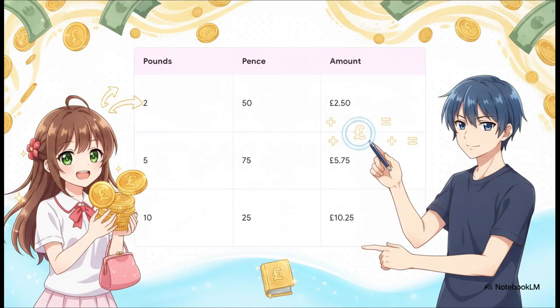Which brings us to a crucial, golden rule whenever you are writing down money. Look at this pattern. 2 pounds and 50 pence is written as 2.50. 10 pounds and 25 pence is 10.25. See what's happening? There are always exactly 2 digits after the decimal point. Always. Even if you only have 5 pence, you have to write it as 0.05. Remembering this tiny little formatting trick is going to save you so many headaches later on.